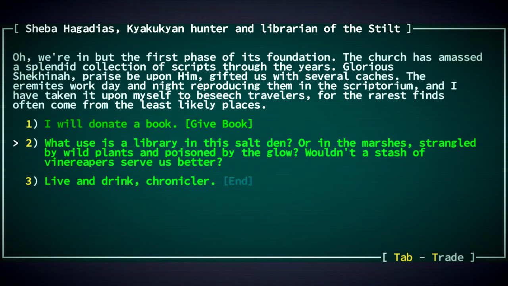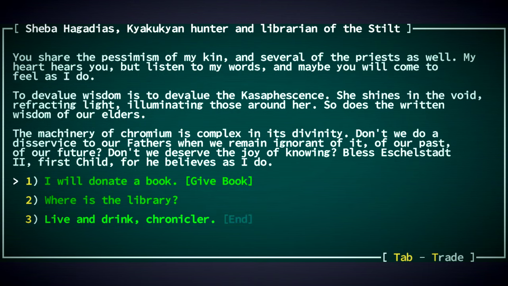What use is a library in this salt den? Or in the marshes, strangled by wild plants and poisoned by the glow? Wouldn't a stash of vine reapers serve us better? You share the pessimism of my kin and several of the priests as well. My heart hears you, but listen to my words, and maybe you will come to feel as I do.